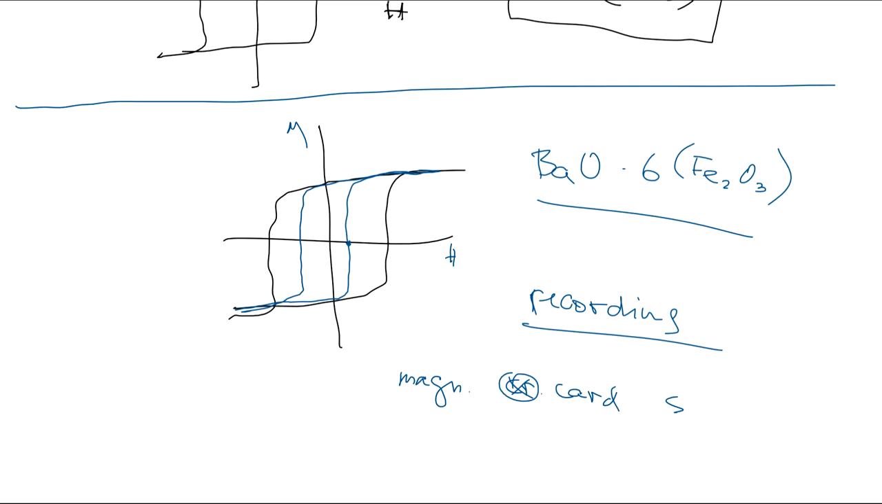Magnetic stripe cards. Again, the interesting part is that you combine different magnetic elements, barium, iron, or whatever your imagination can think of, and you can form a different material with different properties.